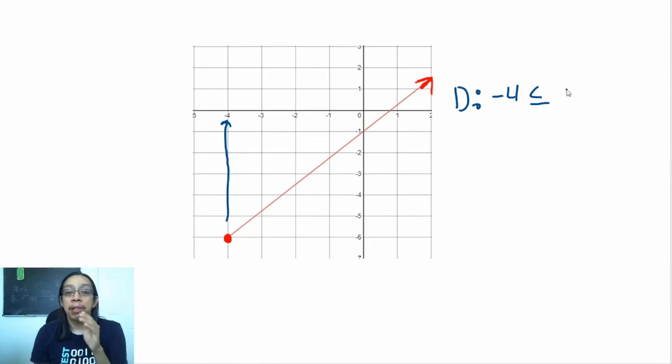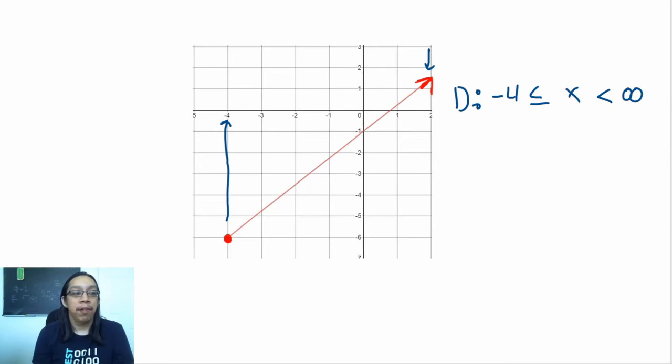And now we look for the right endpoint. Here's my right endpoint right here. There's an arrow there, so that means it's going to be infinity. And how do we know whether that's positive infinity or negative infinity? Well, all of my x values here are positive, so that means this has to be a positive infinity. And because it's infinity, we are forced to use the non-equal to inequality.